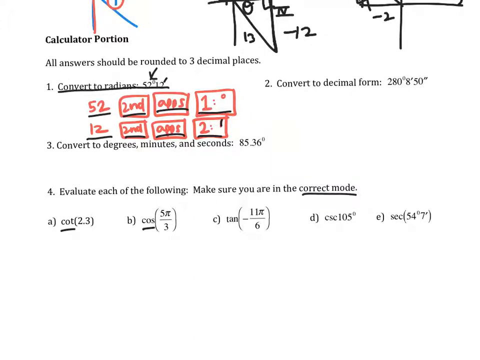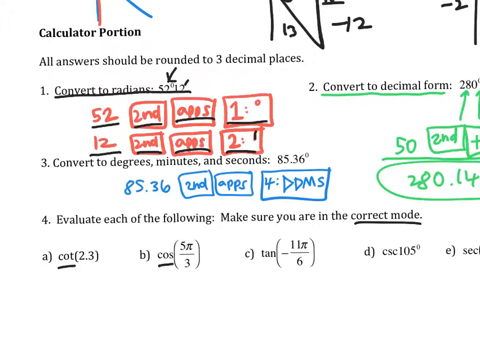For number 2, you're just converting to decimal form. So here, you don't have to convert to radians, you're only going to convert to decimal form. You do the same thing. You put 280, second apps 1 for degree. You put 8, then second apps 2, which gives you minutes. And then when you do 50, to get that symbol it's a little bit different. After you hit 50, do second plus, because it's at second plus that you'll see the second symbol there. Hit enter, and when you enter the whole thing, you will get about 280.147.